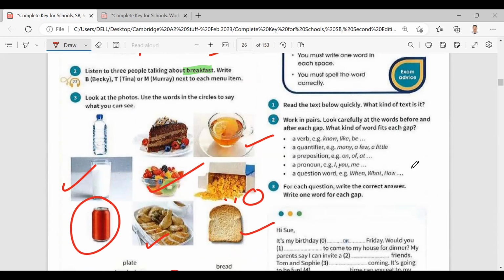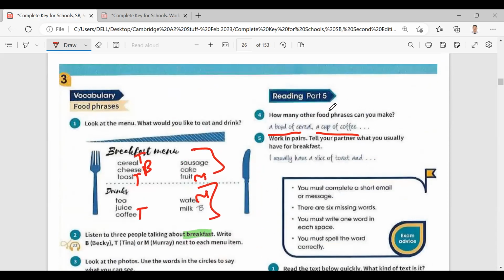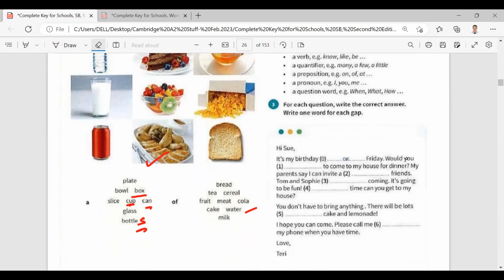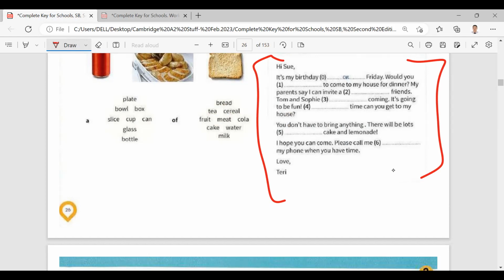Perfect. So now, Sarah, what should we do here? Reading part 5. Actually, this part is one of the most challenging parts in the reading. Why? Because you will be given a quite short passage like this, as you see, and you need to write one word only in each gap to complete the passage or write a meaningful passage. One word only. So how many gaps can you see? From 1 to 6. You must write one word only in each gap.